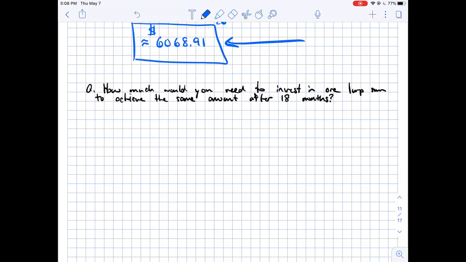Let's change it up though. What if we wanted to instead just put a single lump sum amount into an account? Everything else is the same. We have the same 5% annual interest rate compounded every 2 weeks. How much would I need to put in at the very start to leave for 18 months in order to have $6,068 at the end? And this is actually a question that has nothing to do now with annuities.